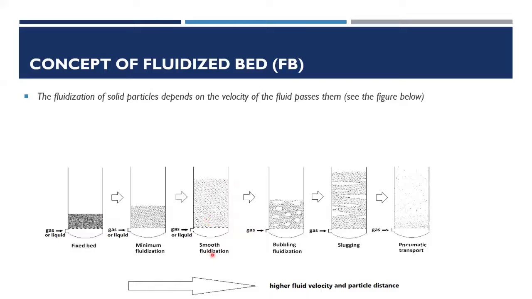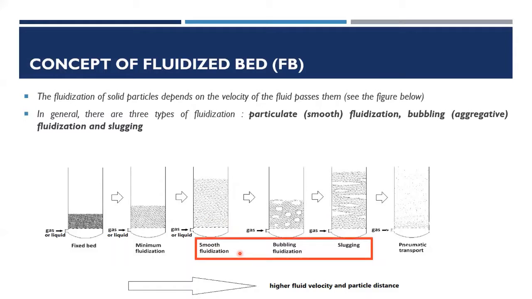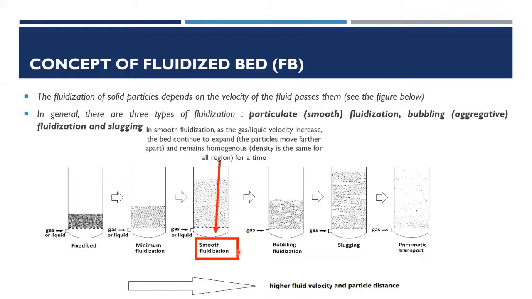We call this smooth fluidization. For smooth fluidization, when the gas or liquid velocity increases, the bed continues to expand and remains homogeneous. So there is no bubble in this smooth fluidization. The distance between every particle stays the same.